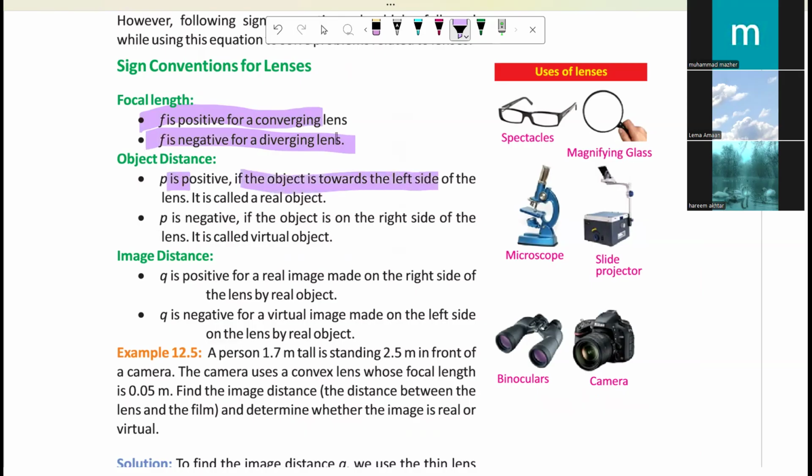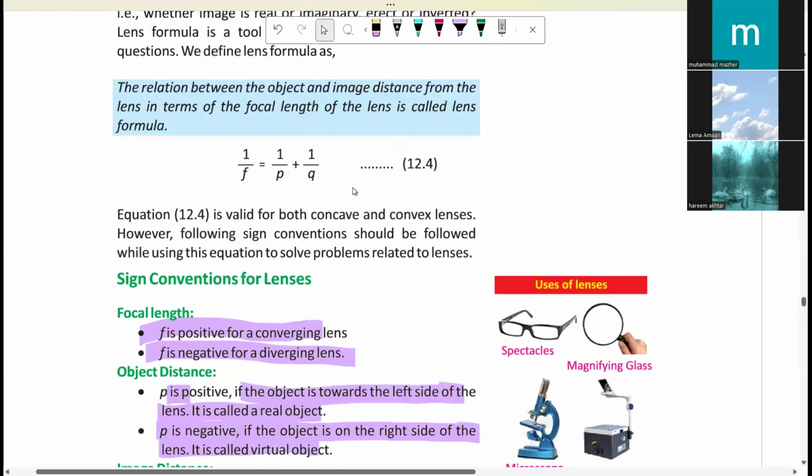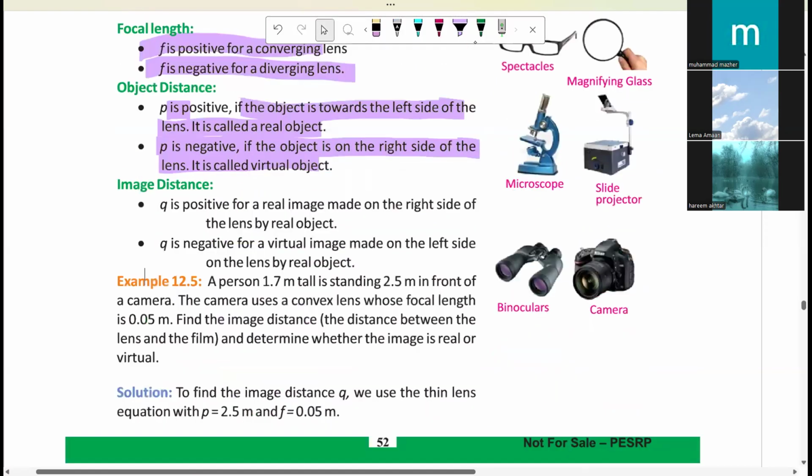उसकी basis पे, P is positive if the object is towards the left side of the lens, and P is negative if the object is on the right side of the lens. Towards right and left का meaning, do I need to explain that? Do you guys get it? Okay.